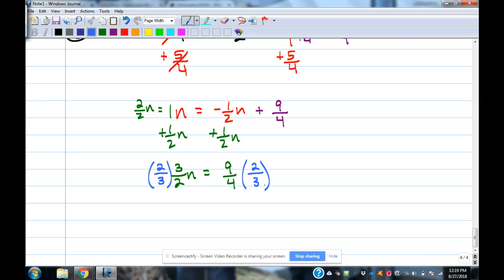All right. The 3's cancel, the 2's cancel. There it leaves us n. That's what we want. Can we cross cancel with 9 over 4 and 2/3? Yeah. The 9 and the 3 become 3 and 1. The 2 is 1 and the 4 is a 2. So that ends up being 3 times 1 is 3, 2 times 1 is 2. 3 over 2. Final result.